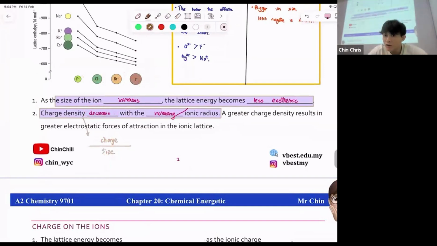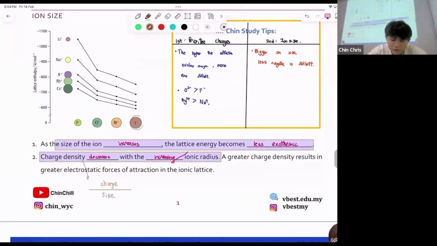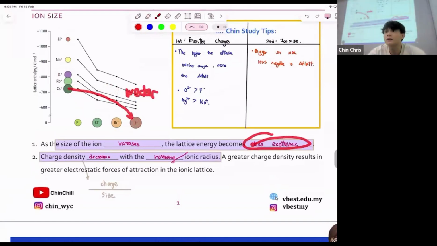Come again, bigger ion. If you have a bigger ion, what will happen to the bond formed? For example, I minus bonding with Cs plus. Is it a weak bond or strong bond? Weaker, right? Because the attraction is weaker. It's far away from the nucleus. So when the attraction is weaker, it is less exothermic.